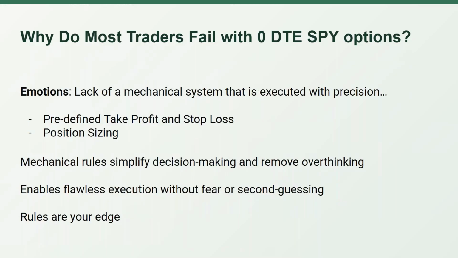Basically, from what I've seen, it's usually a lack of a mechanical system. Like with any trading, you have to have that mechanical execution. And so they fail to put a defined take profit and stop loss, or often position size is just too aggressive for the zero DTE strategy. So we really want mechanical rules to simplify that decision making. It gets around a lot of these emotional aspects as well and removes overthinking. So you can really execute flawlessly if you have the right strategy, without fear or second guessing.